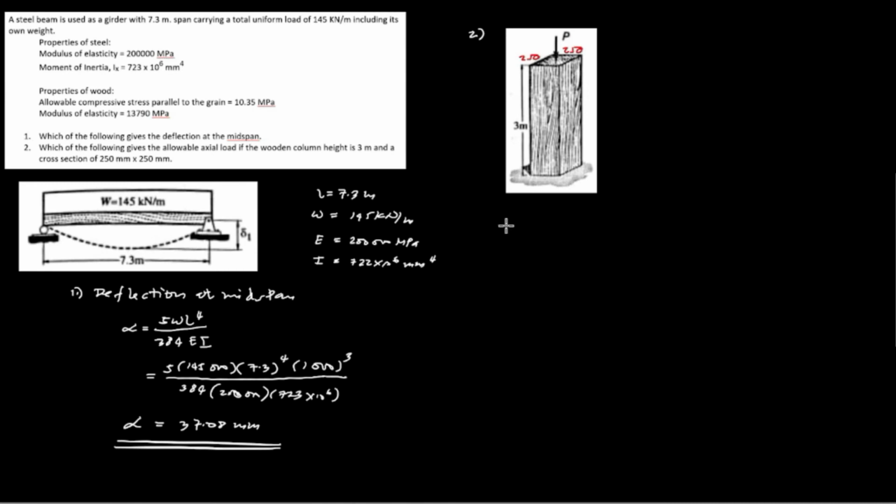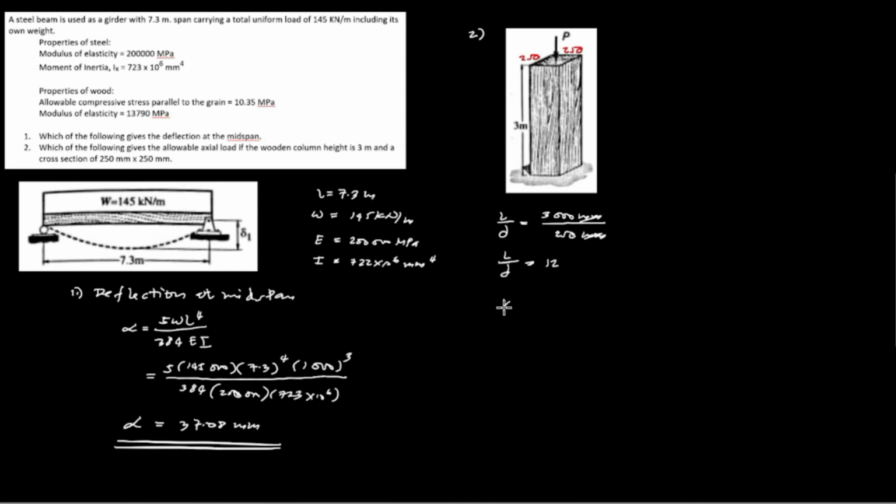So let's check first the ratio L over D, and the length of the column is 3 meter or 3000 millimeter, and the dimension of the cross section, which is 250 millimeter or D, and the units cancel out. 3000 over 250 is equivalent to 12, and that's L over D.